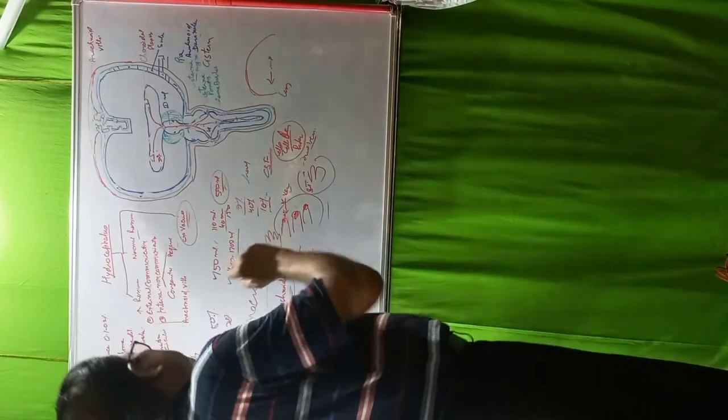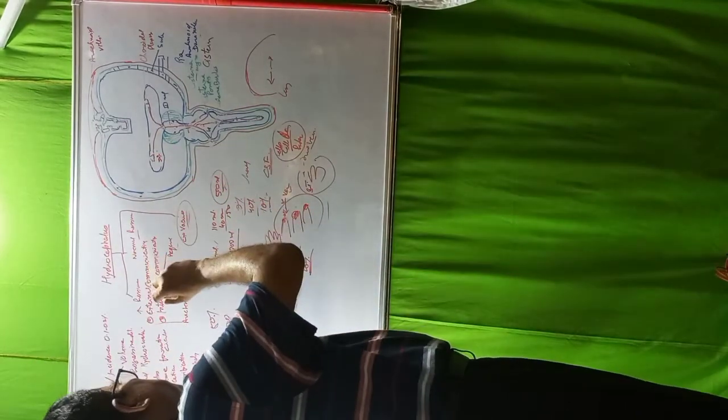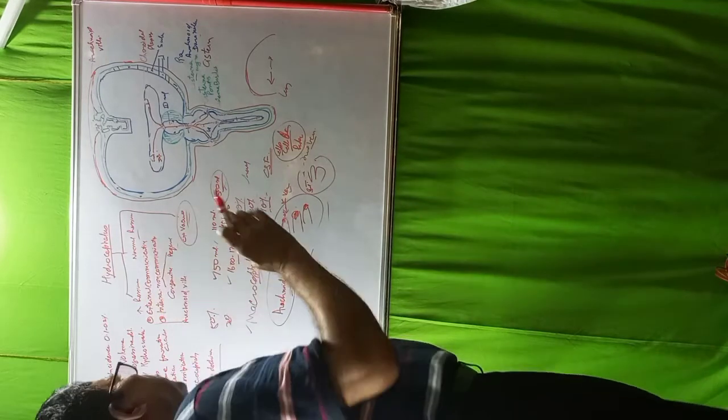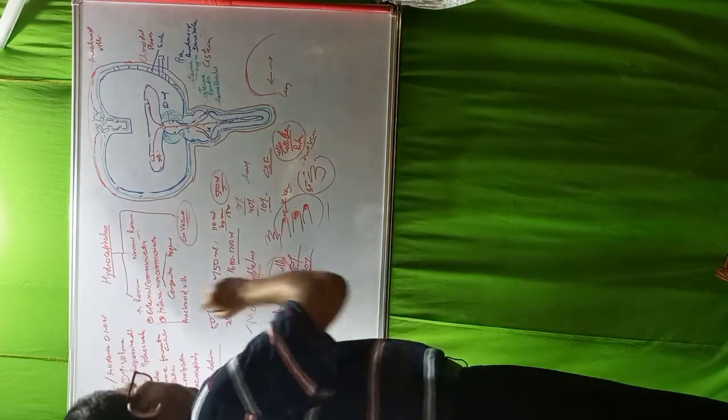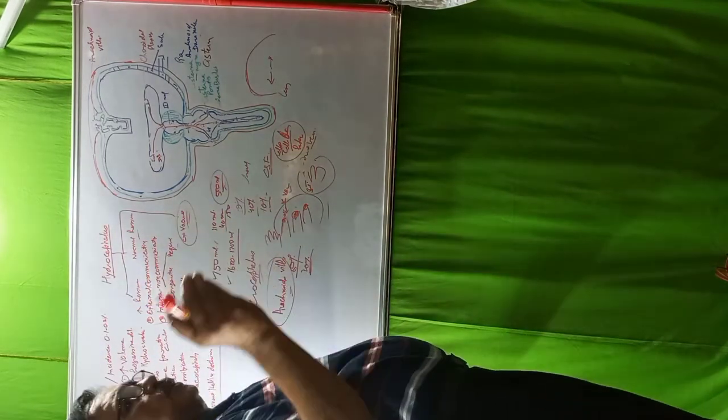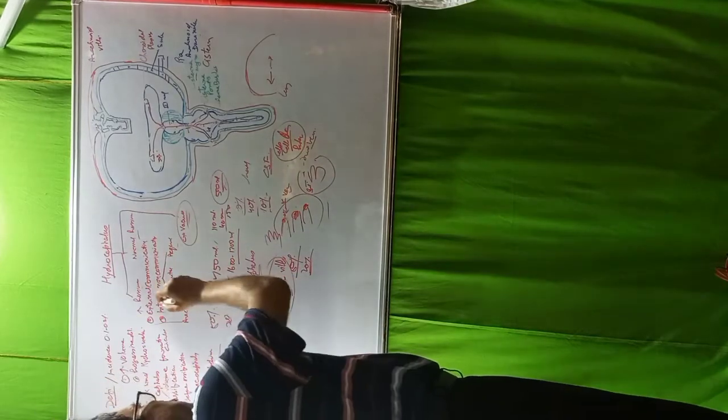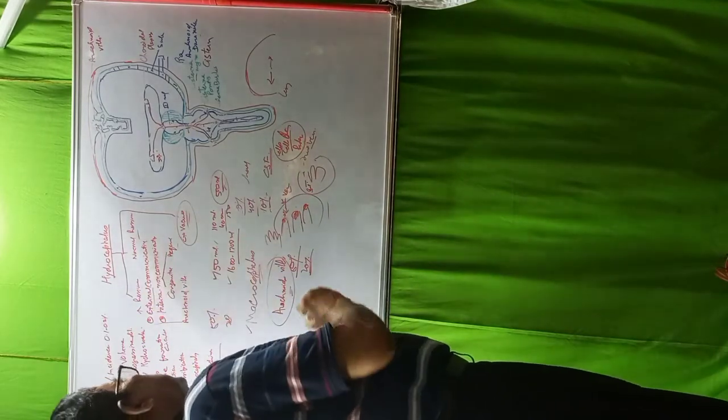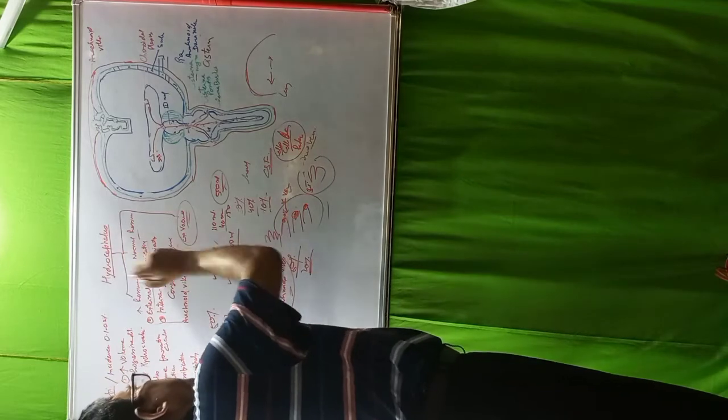Therefore, hydrocephalus is of three types. One is where pressure is increased. This is known as external hydrocephalus or communicating hydrocephalus.